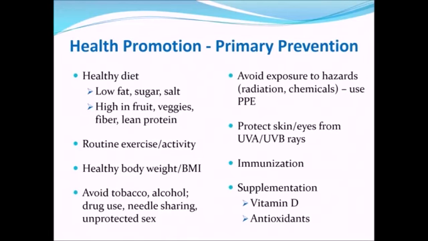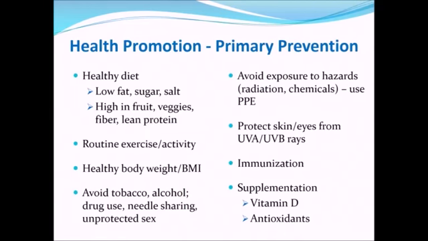The first thing up is a healthy diet. We know that high levels of fat, high levels of sugar, high levels of salt feed cancer cells. So a healthier diet low in fat, sugar, and salt is going to be very helpful. We also know that fruit, veggies, and fiber are very helpful, particularly with colorectal cancer, because they all increase peristalsis, which decreases the amount of time that stuff is actually moving through your GI tract. Lean proteins are very good.